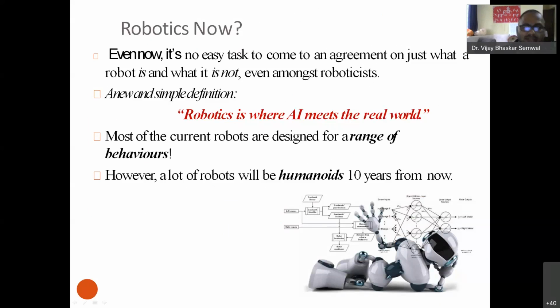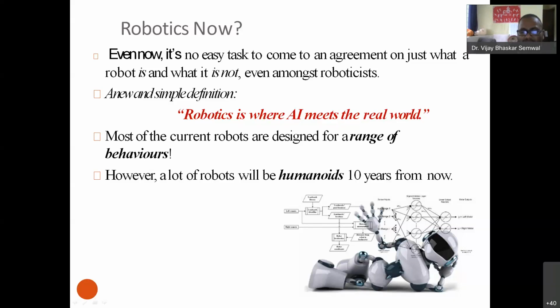Even among us, the roboticist community, roboticists are not quite in agreement on a common opinion of what is a robot and what is not. They are still in argument mode. There is no clarity on the boundary between what is a robot and what is not. The simple robot definition: a robot is where AI meets real world problems.